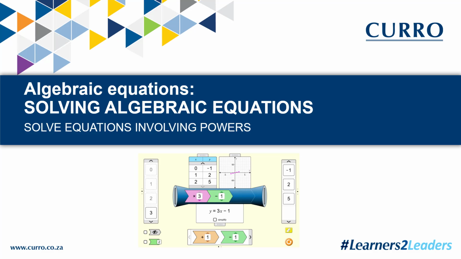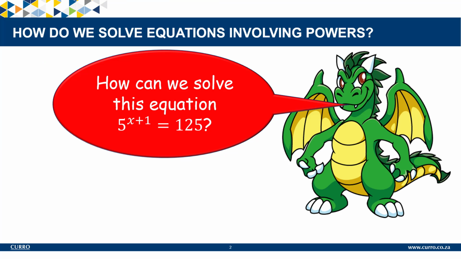In this lesson, we are solving algebraic equations involving powers. Remember, to solve an equation, we've got the output number, we need to find the input number. So how can we solve this equation? 5 to the power of x plus 1 is 125. Note that the unknown number is now part of the exponent.